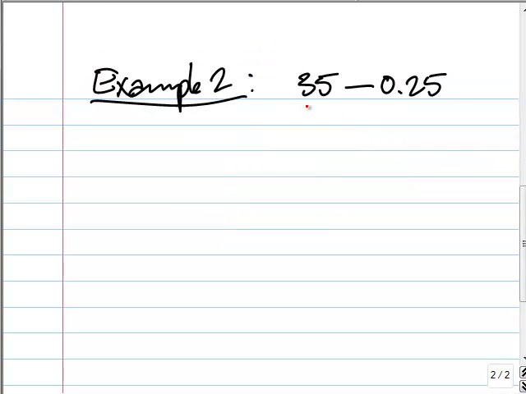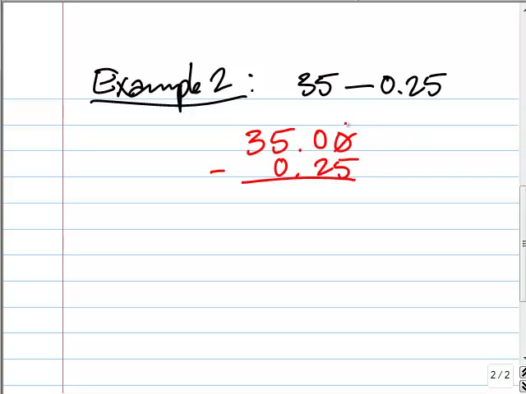In our second example, we have 35 minus 0.25. Again, write it vertically and line up the decimal point. 35 does not have a decimal point, so we assume it's after the 5. 0.25 goes down below. And we try to subtract. Again, there's no zeros here, so we insert a 0 ourselves.